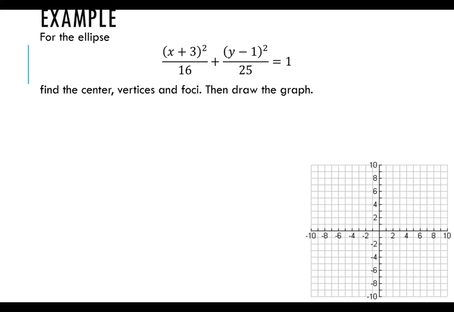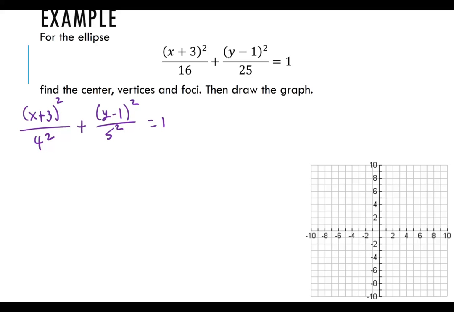Alright, let's try another. So for this ellipse, we have x plus 3 quantity squared over 16 plus y minus 1 quantity squared over 25 is equal to 1. At this point, I have almost everything I need. I'm going to go ahead and rewrite my denominators as an integer squared, and so that's going to be x plus 3 quantity squared over 4 squared plus y minus 1 quantity squared over 5 squared is equal to 1. Now we're in our correct format.